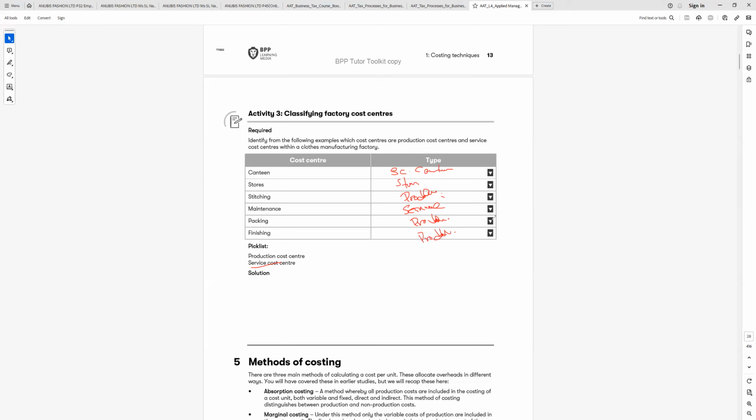So where the work is involved to make a product or complete the product, that's a production center. And normally the service center comes after the production. So once the product is ready and you give it to the customer, then you have to provide some after-sale service. This is mainly considered a service cost center.